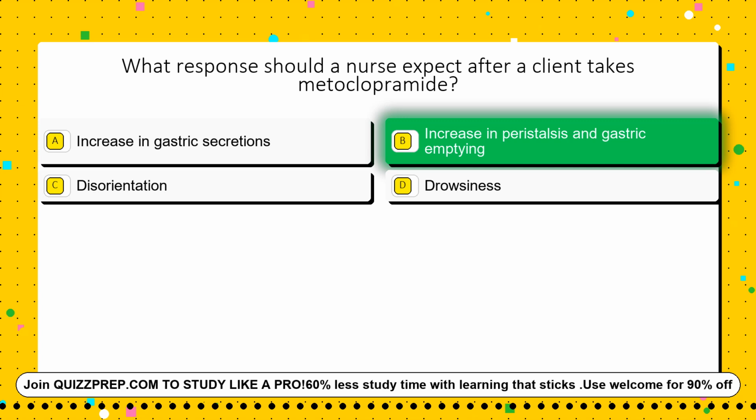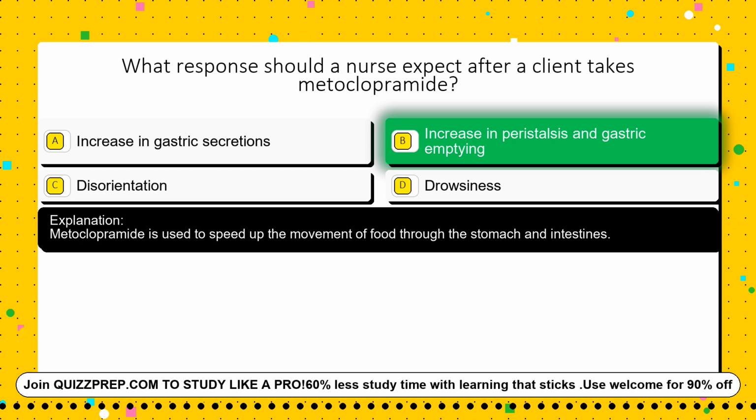The correct answer is option B, increase in peristalsis and gastric emptying. Metoclopramide is used to speed up the movement of food through the stomach and intestines.